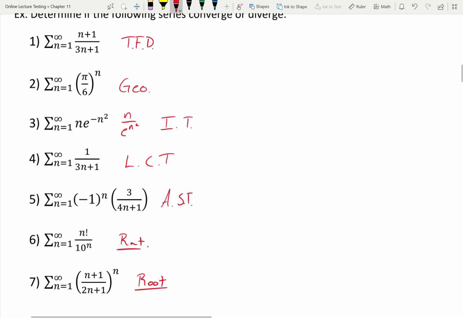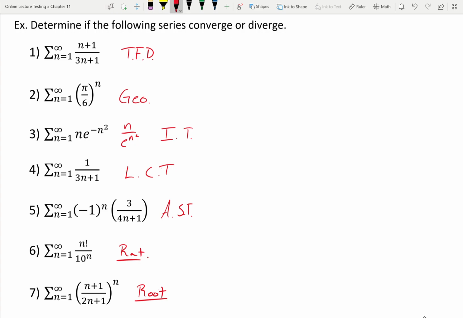So question number 1, and I'm going to go ahead and work this one up here just because it takes a very short amount of time. Here, I'm going to take the limit as n approaches infinity of n plus 1 divided by 3n plus 1. This is going to give me the limit as n approaches infinity. And yeah, I'm going to write this all the way out.